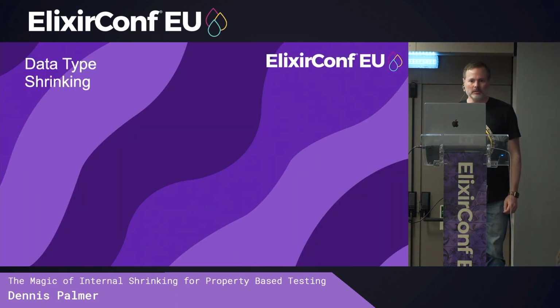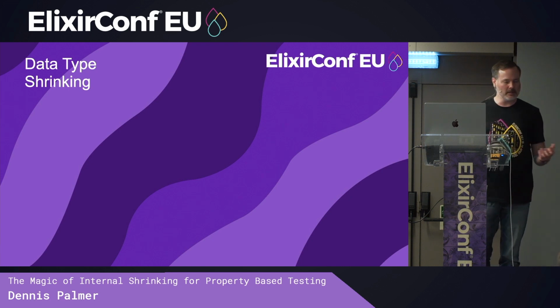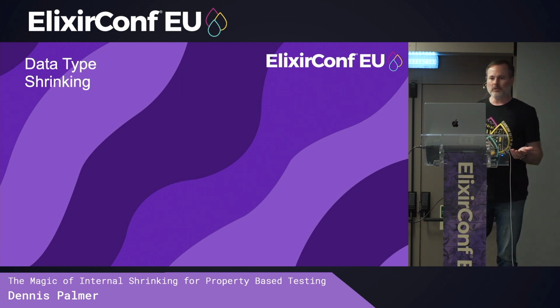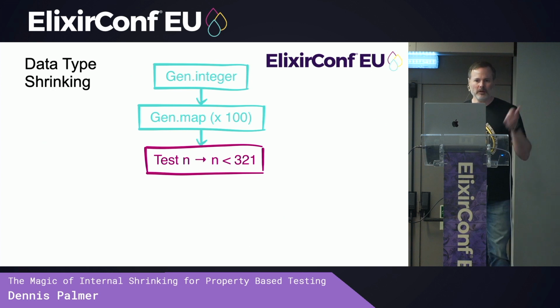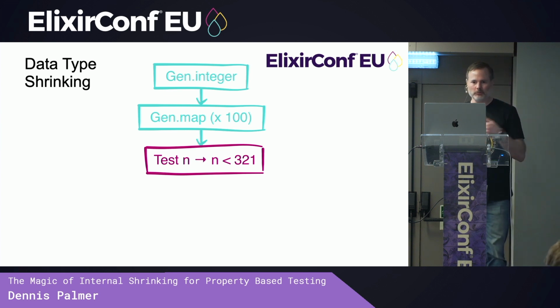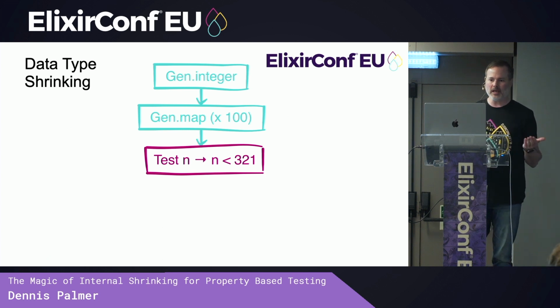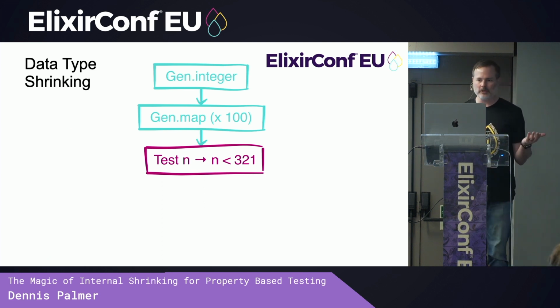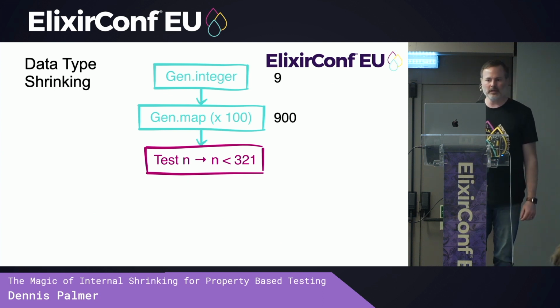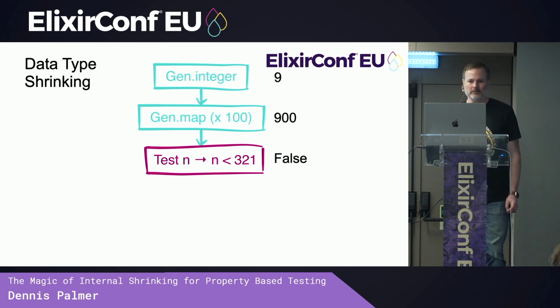The first form of shrinking is based on the data type. This was used in the first generation of property-based testing libraries, which were mostly written in strongly typed languages. This shrinker really only knows about the data type of the values. Say we have a generator that produces integers, and we're interested in multiples of 100, so we map that to a function that multiplies it by 100. Then our test asserts that for every n, n is less than 321. If we get a 9 and multiply it by 100, we get 900, and of course that's going to fail the test.